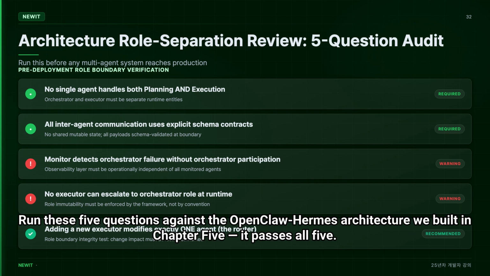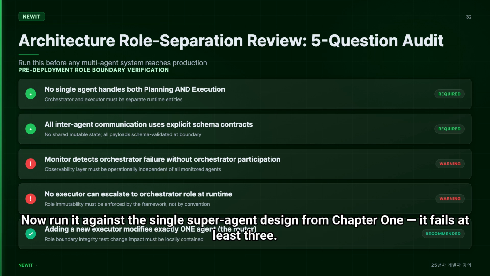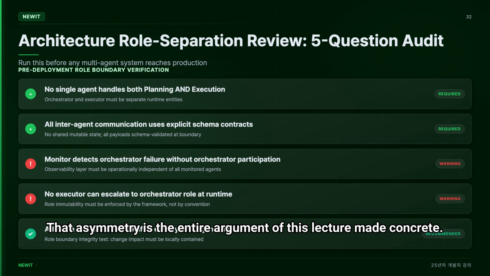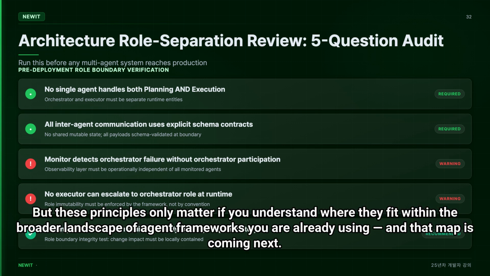Run these 5 questions against the OpenClaw Hermes architecture we built in Chapter 5. It passes all 5. Now run it against the single superagent design from Chapter 1. It fails at least 3. That asymmetry is the entire argument of this lecture made concrete. But these principles only matter if you understand where they fit within the broader landscape of agent frameworks you are already using, and that map is coming next.